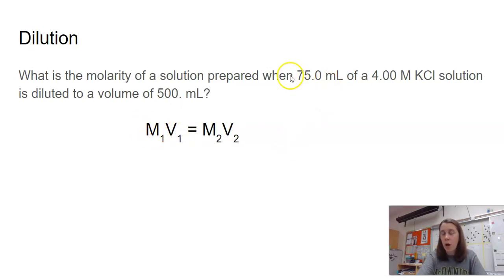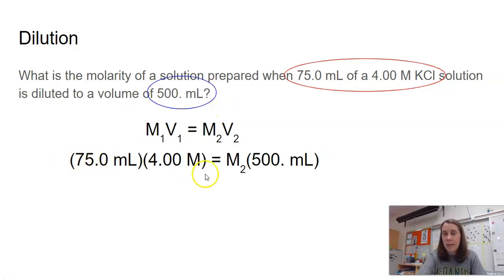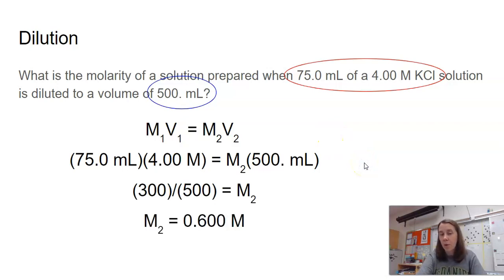So our initial volume is 75 milliliters, and our initial molarity is 4. So that will be our M1 and our V1. And then our final volume is 500, and we're trying to find our final molarity. So what we want to do is plug those in. 75 times 4 is going to be equal to whatever our new concentration is times 500. So we divide both sides by 500, and you get a molarity of 0.6 molar. Like I said in class, these are relatively straightforward calculations. You just have to use the equations.